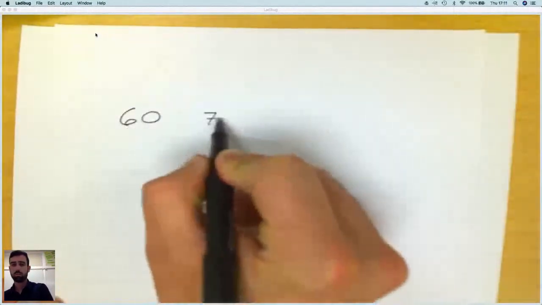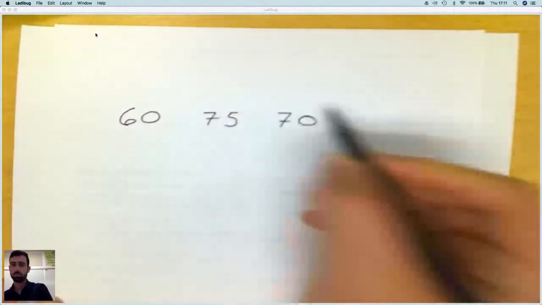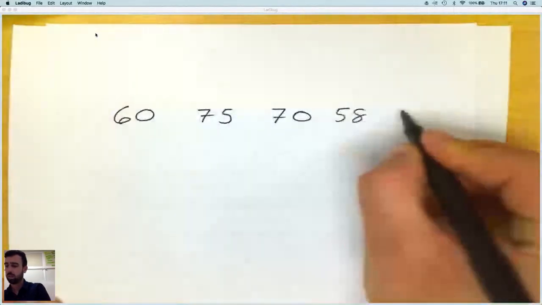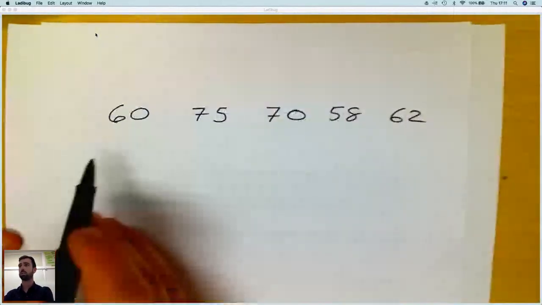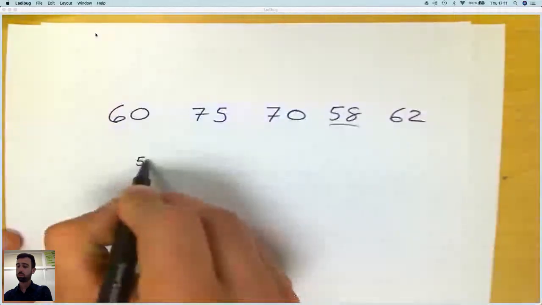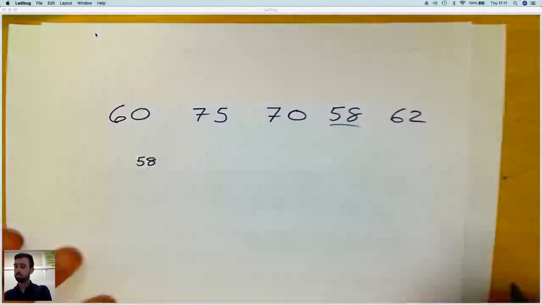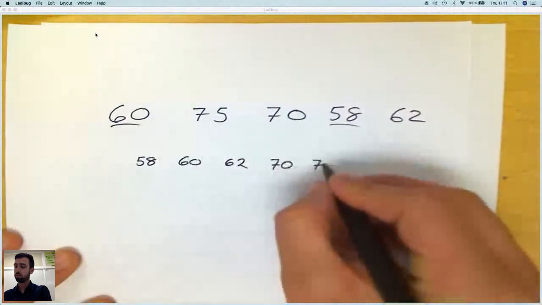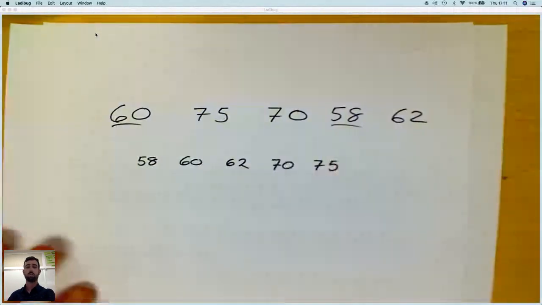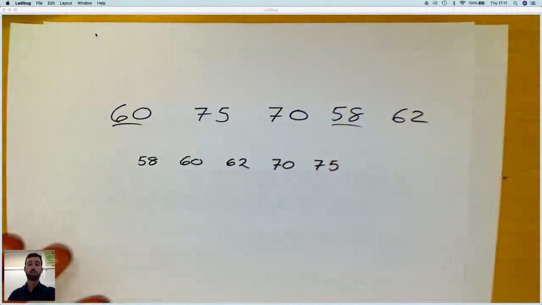So the numbers I have are, let me get that straight. We have 60, 75, 70, 58, and 62. Once again, we need to put them in order from least to greatest. So 58 is going to be first. Next is going to be 60, 62, 70, and 75. And so the question asks, what is the 50th percentile?